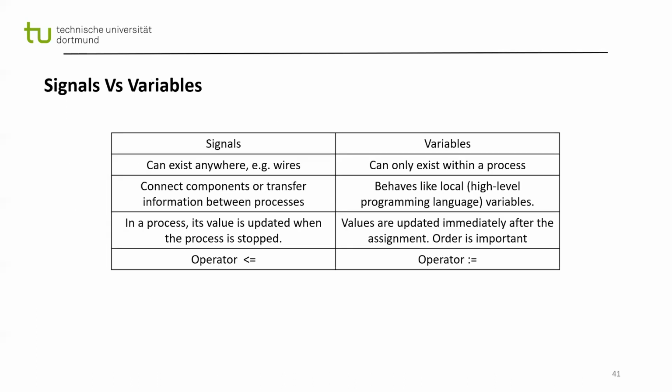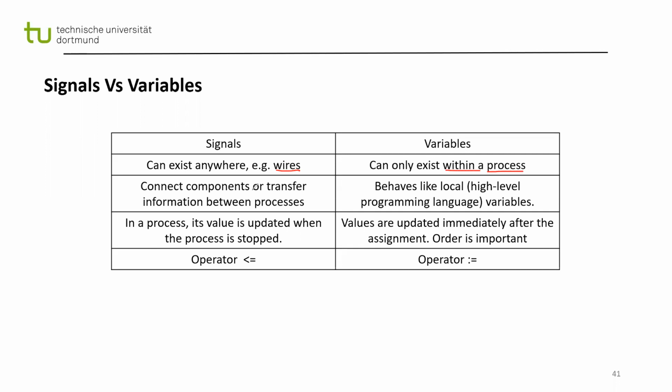Signals versus variables. All in all, signals and variables are important concepts in any VHDL program, but there may be a few differences between them both. And in this section of the video, we'll discuss the differences so you know when to use signals and when to use variables. Firstly, signals can exist anywhere. For example, signals can be handled as wires, whereas variables can only exist within a process.